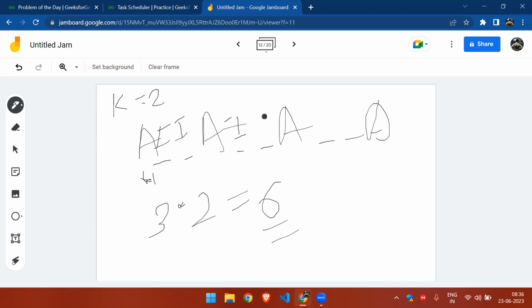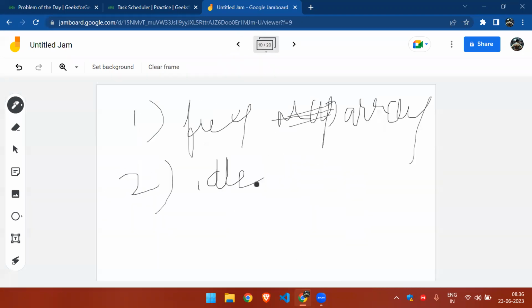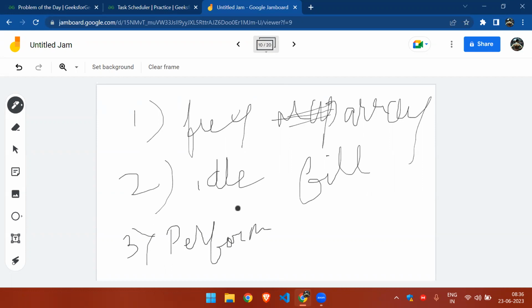So we'll fill it with 6 idle spots, then we will perform any other task. Now, suppose we have filled the idle fill. The second step would be idle fill, and the third step would be performing different tasks in the meantime. So now we will be filling these idle spots with the different tasks in order to optimize our solution. Perform different tasks.